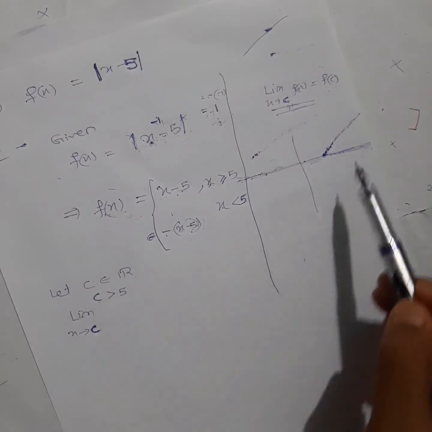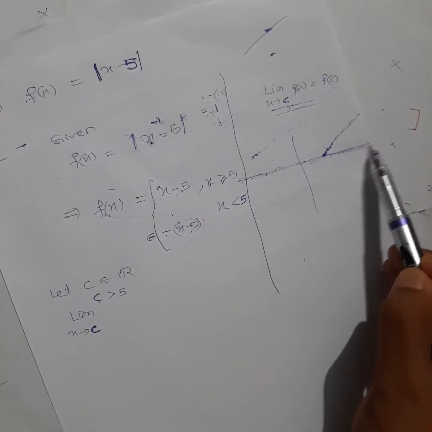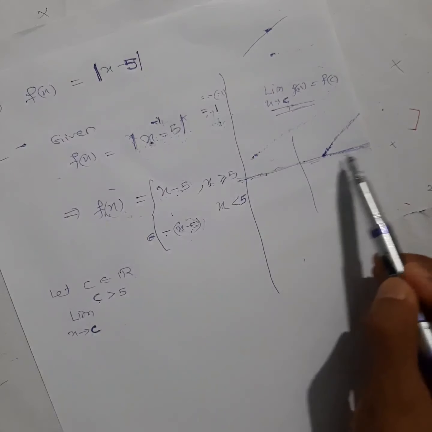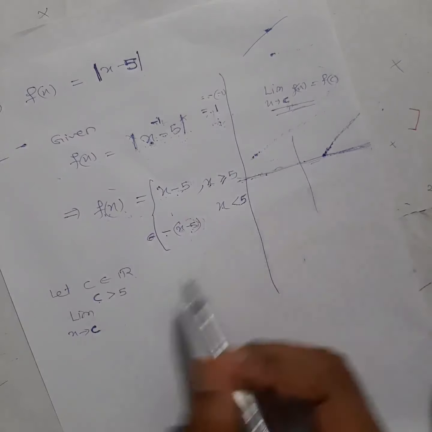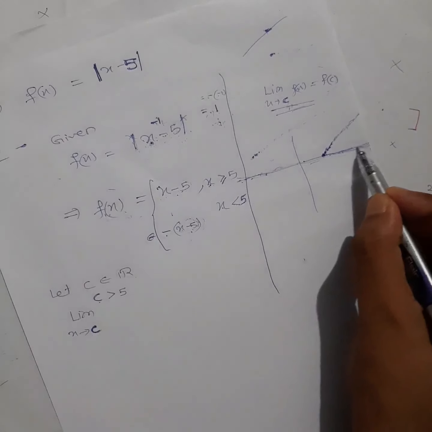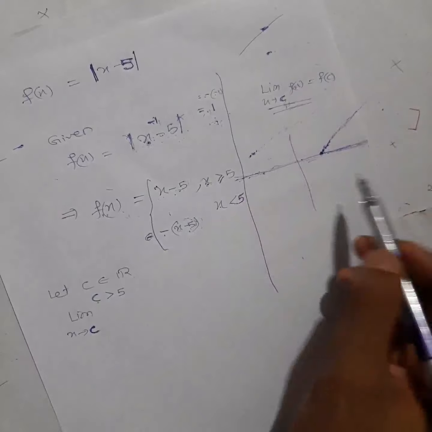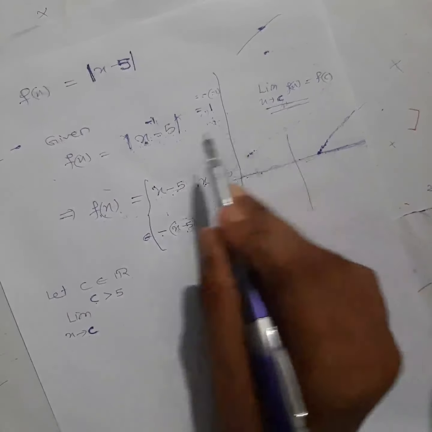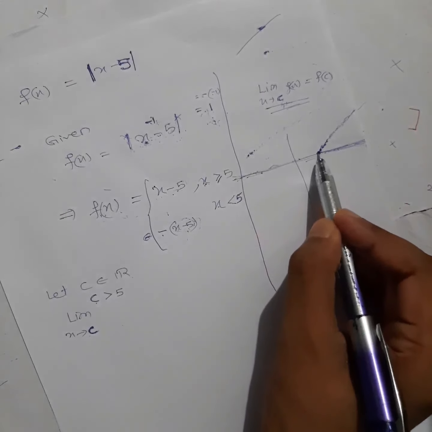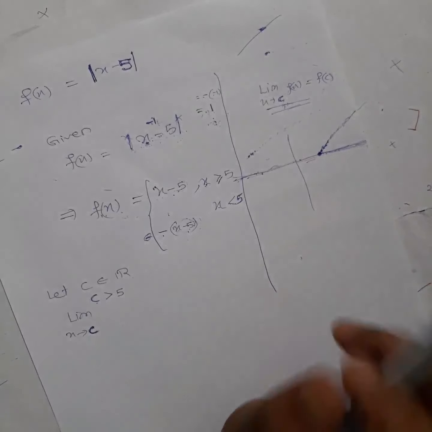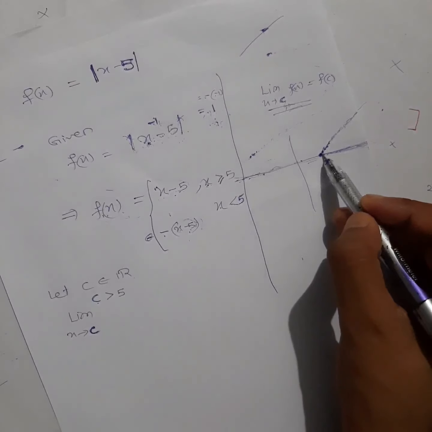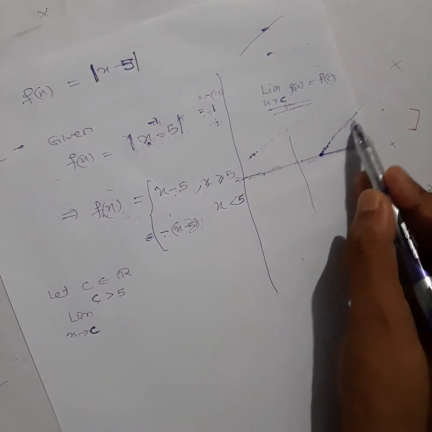C greater than 5 means I am taking all these values. Now for all these values I will show it is continuous. So I will show for this portion, x greater than 5, that the graph will not break. Then I will show that for less than 5 also the graph will not break. Then I will show at this point also the graph will not break. Okay, I hope you have understood. For all these points I will show the graph does not break.